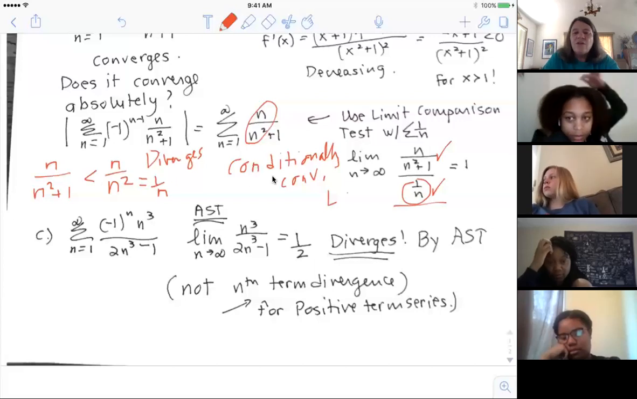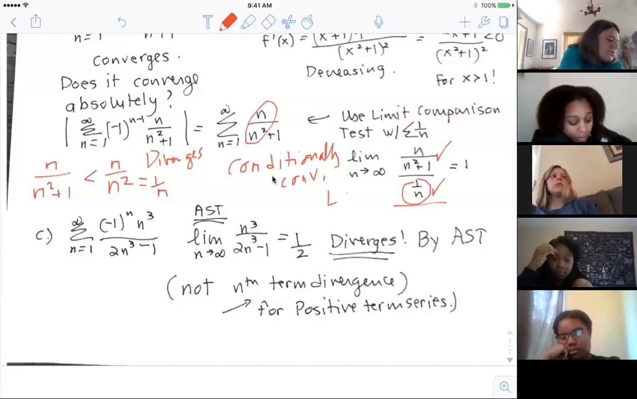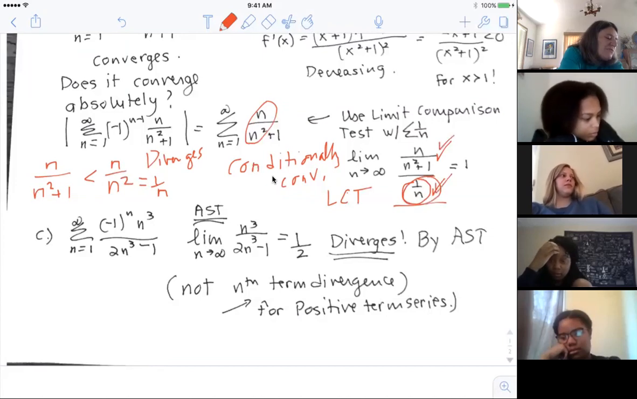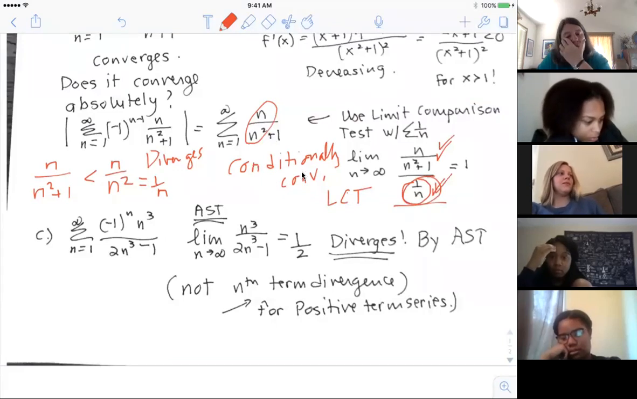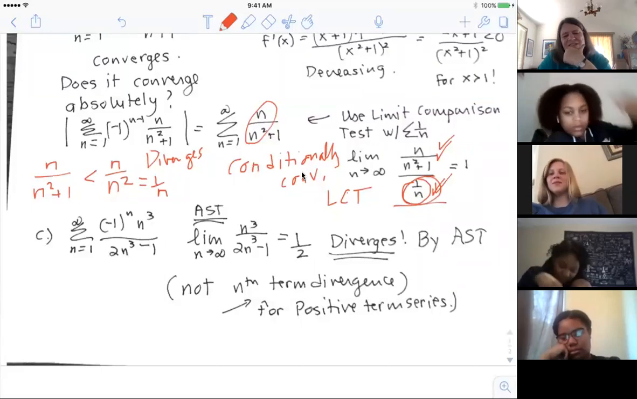What I had said was that the best test to use was the limit comparison test here, because you know that 1 over n diverges, and if you put that series over that series and inverted and multiplied, you get a 1, so it means they both diverge. That's what that one was all about. Does that answer that, Alexis? You see what I'm saying?